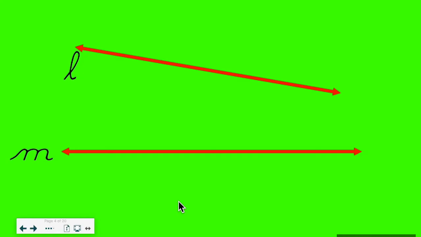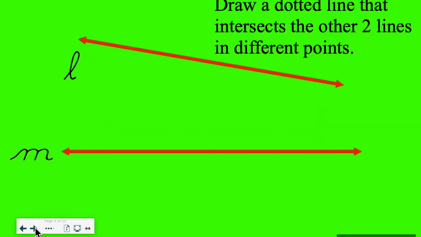Okay, so we have two lines. They are intersecting lines, although they haven't intersected. They're not parallel because the distance between them is not the same, right? This distance is different than this distance, which makes them not parallel to one another. They're also not perpendicular because when they do intersect, it would not be at right angles.